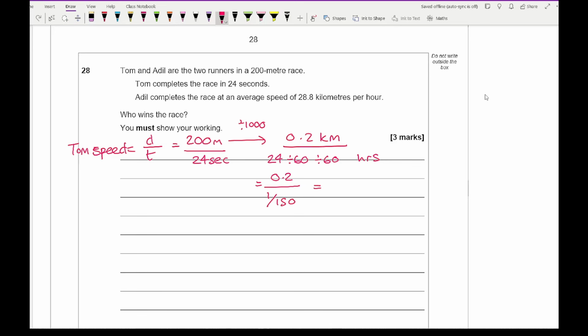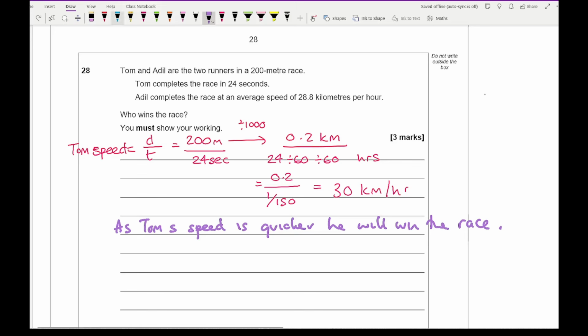Now that looks a little bit of a mess, but I have got a calculator. So if I do 0.2 divided by 1 over 150, it gives me an answer of 30. And that answer then is 30 kilometers per hour. Now comparing the two speeds, if they're traveling the same distance but Tom is traveling faster, then obviously Tom is going to win the race. So as Tom's speed is quicker, he will win the race. So something along those lines would be absolutely fine.